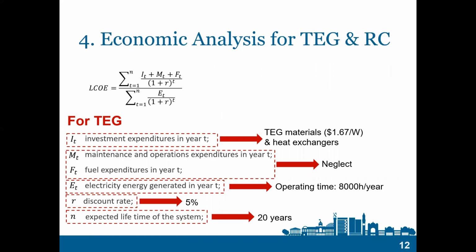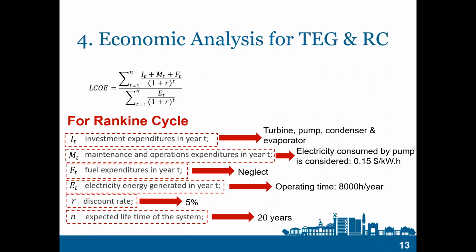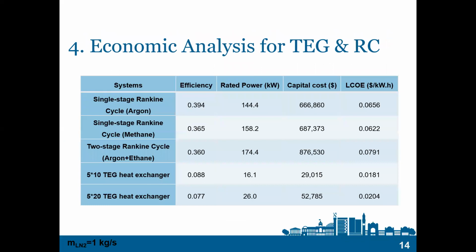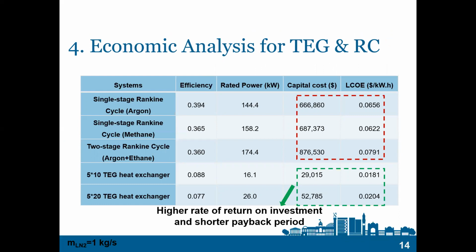We calculate the levelized cost of energy for both the cryogenic TEG and the cryogenic Rankine cycle, and the results are shown in this table. We can see from this table that the cryogenic TEG heat exchanger has a much lower capital cost and levelized cost of energy than the Rankine cycle, which means the cryogenic TEG heat exchanger could have a higher rate of return on investment and a shorter payback period, making it more attractive in some small-scale application scenarios.